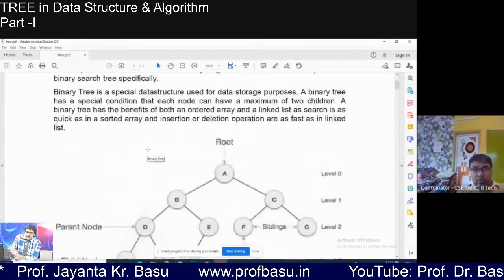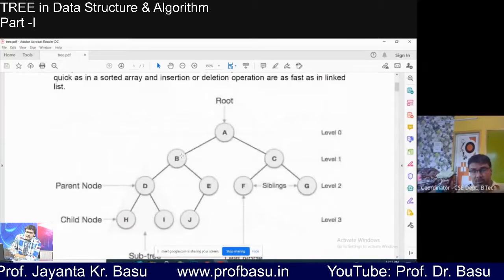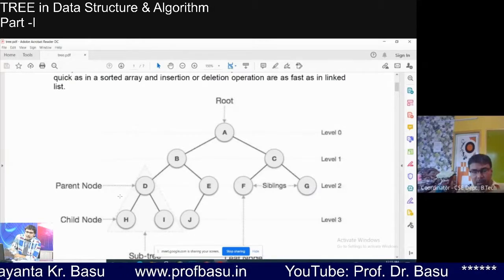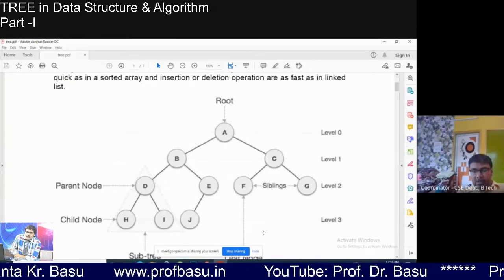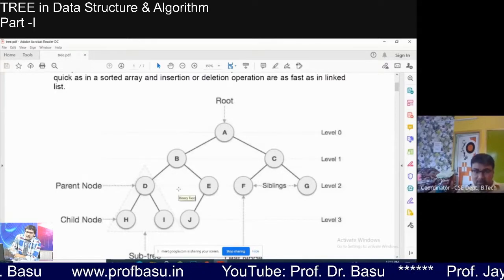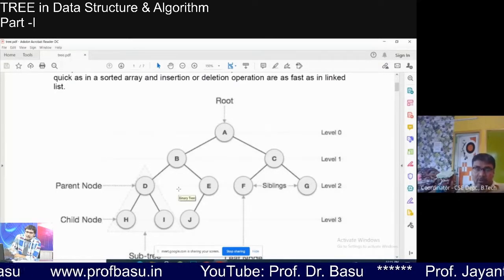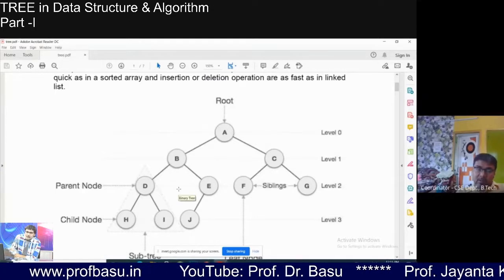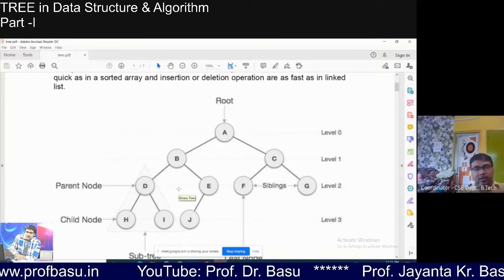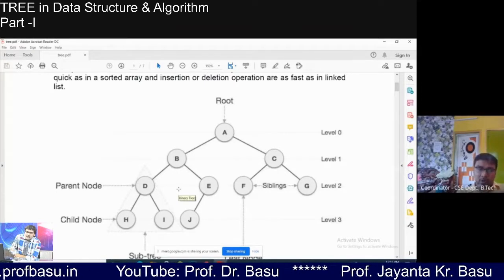Different records of the same structure. Okay, it means there may be a tree of tables in the database management system I am talking about. There may be a tree of tables, or there may be a tree of records.